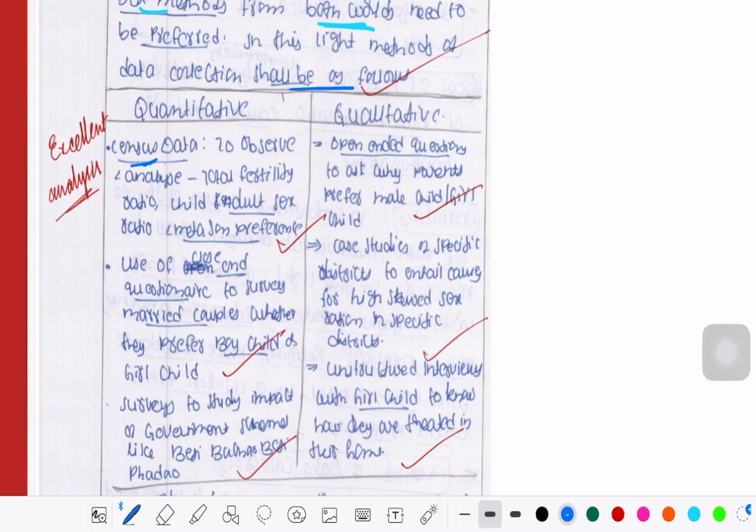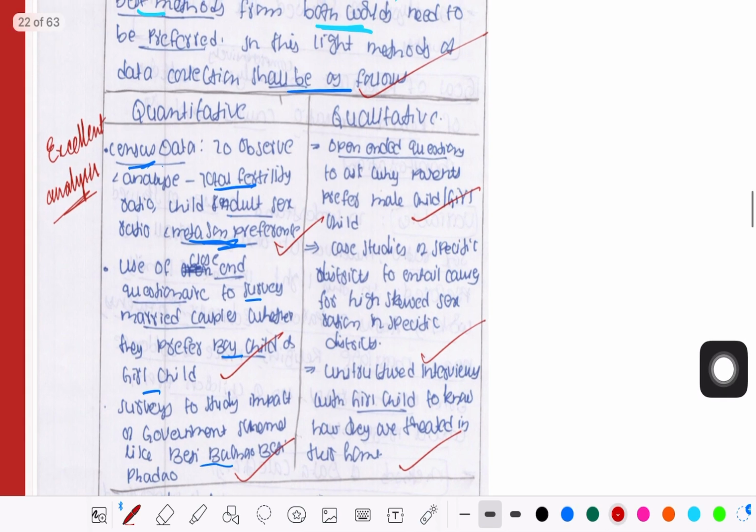Quantitative: census data to observe total fertility, adult sex ratio, and son preference. See, son preference is also bringing in the current dimensions. Use of a close-ended questionnaire to survey married couples on whether they prefer a boy child or a girl child. A survey to study the impact of government schemes like Beti Bachao, Beti Padhao.